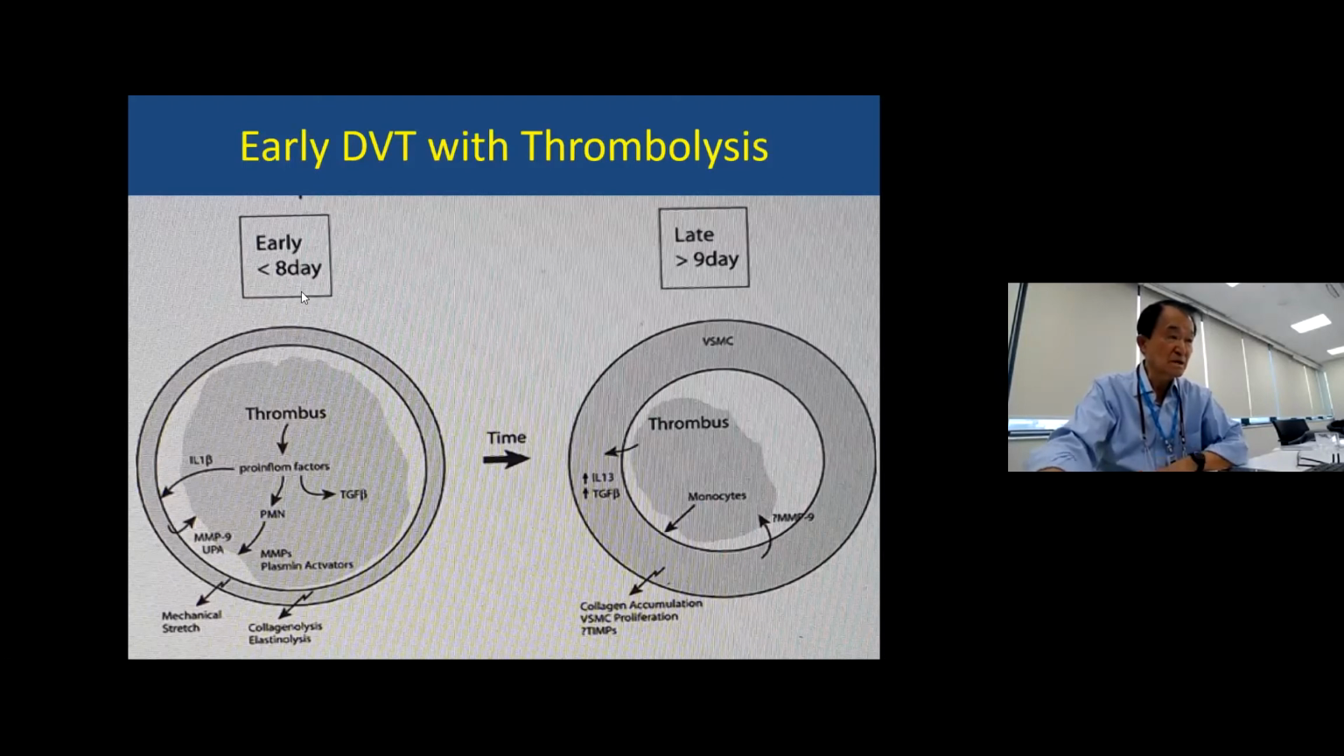If we treat the patient earlier, less than a week, then there is some thrombolysis. And as I said, less than 1 day, treatment by TPA is most effective. But after 1 day, you may help some, but not completely.